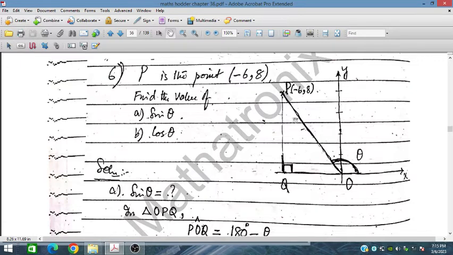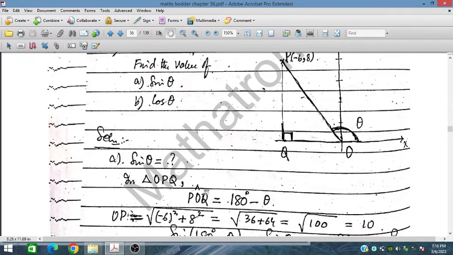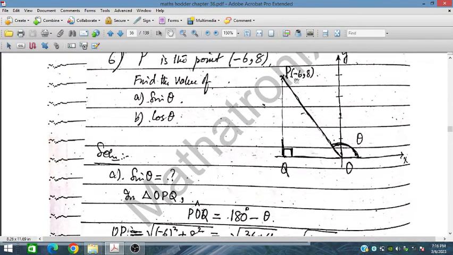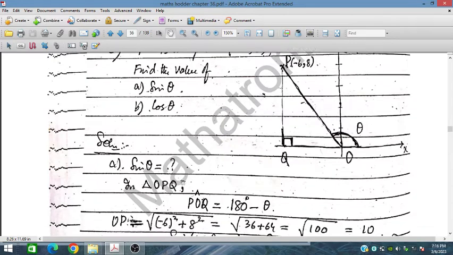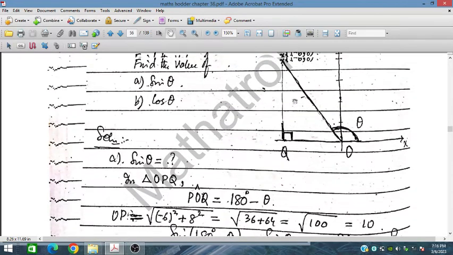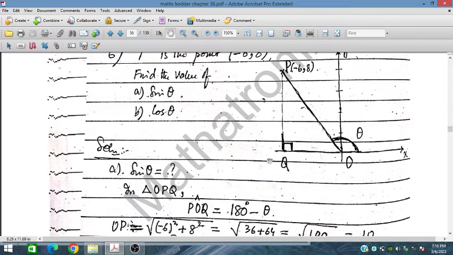P is the point minus 6 and 8. Find the value of sine theta and cos theta. So we have to find them; this is in the second quadrant, where x is negative and y is positive. So OPQ, with PO and Q at 180 degree. This angle is 180 degree minus theta.